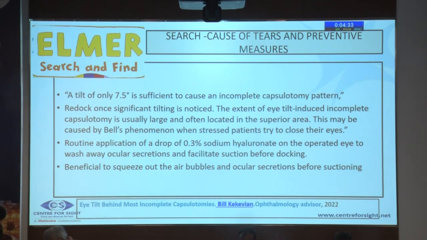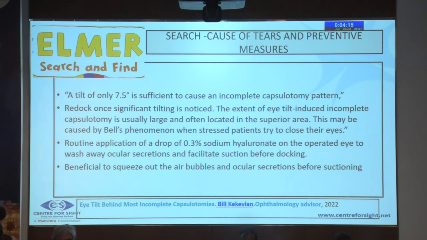So if you find that there's a tilt while you're doing your docking, even a 7.5 degrees tilt is likely to cause an incomplete capsulotomy pattern. Redock if there's significant tilting. So you have to be careful with the patient from the time that the patient is there for your flax.